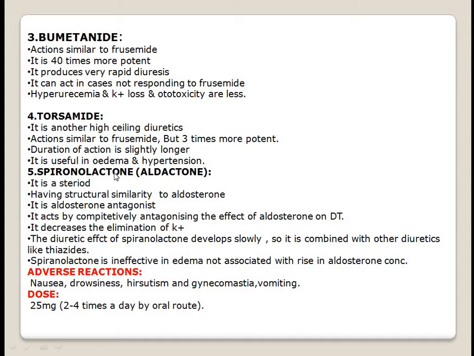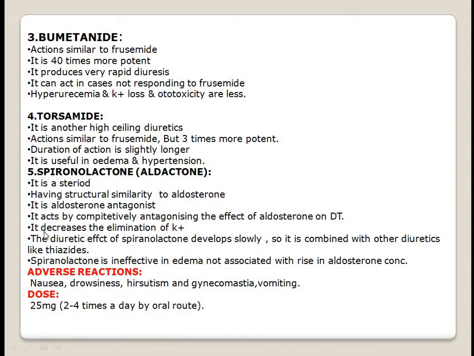Next, spironolactone. It is a potassium sparing diuretic. Spironolactone is a steroid with a structural similarity to aldosterone. It is an aldosterone antagonist, and it acts by competitive antagonism. Competitive antagonism means it binds the same recognition site on the receptor. Two drugs compete to bind to the same receptor, and it decreases the elimination of potassium.